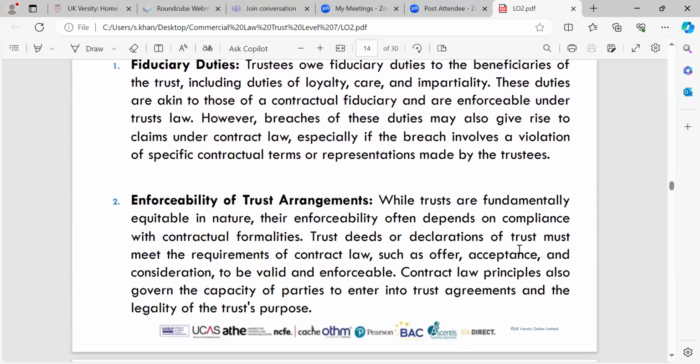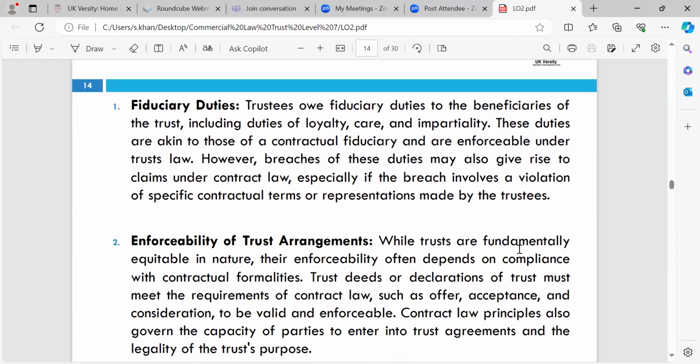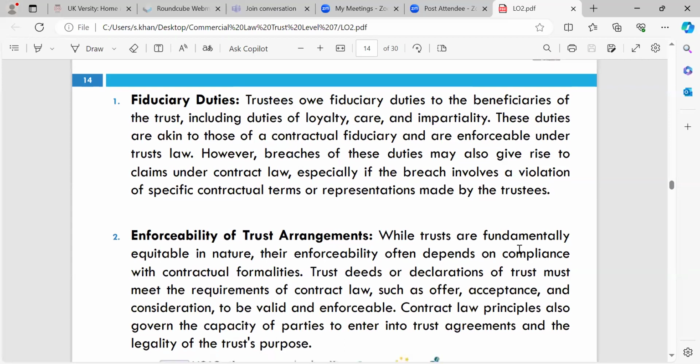Fiduciary duties. Trustees owe fiduciary duties to the beneficiaries of the trust, including duties of loyalty, care, and impartiality. These duties are akin to those of contractual fiduciaries and are enforceable under trust law. However, breaches of these duties may also give rise to claims under contract law, especially if the breach involves a violation of specific contractual terms or representations made by the trustees.